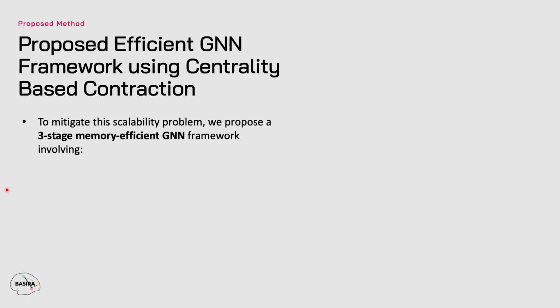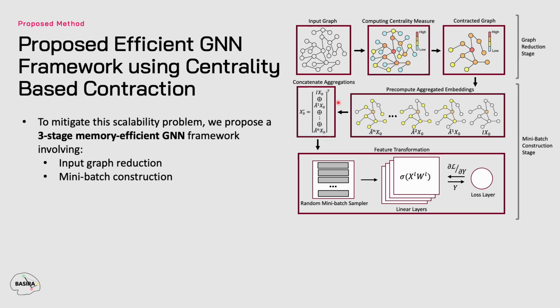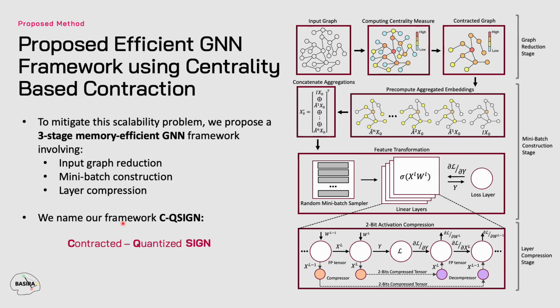Therefore, to democratize GNN training, we are proposing a three-stage memory-efficient GNN training framework using a novel centrality-based construction. Our framework consists of input graph reduction, where we use our novel centrality-based construction itself. Then it is followed by the mini-batch construction stage, as shown and discussed later. And then we also have the layer compression stage. Finally, we name our framework CQ-SIGN, which is short for the contracted quantized SIGN model.